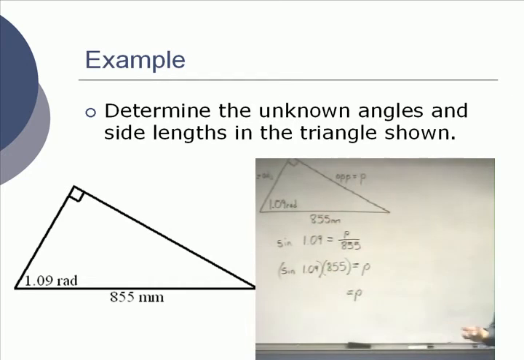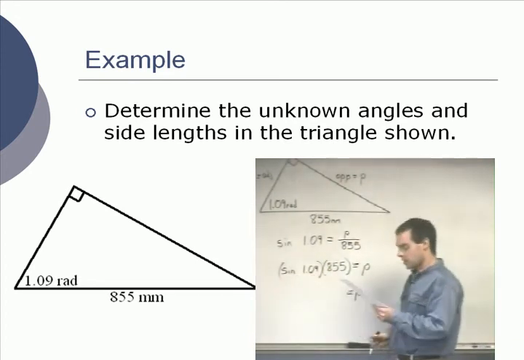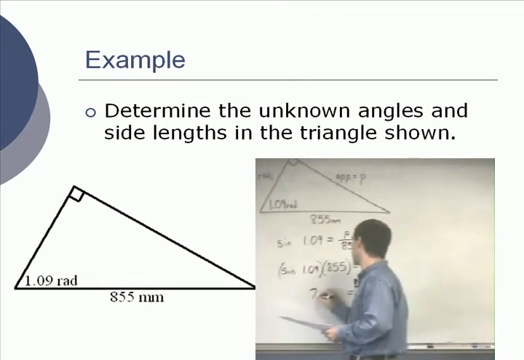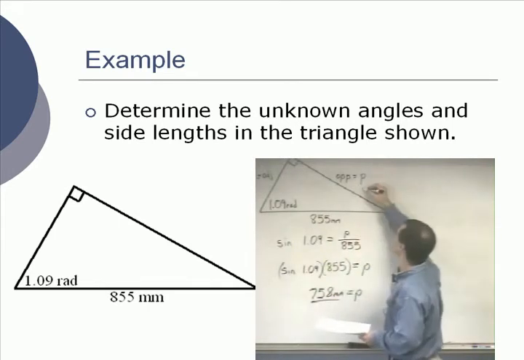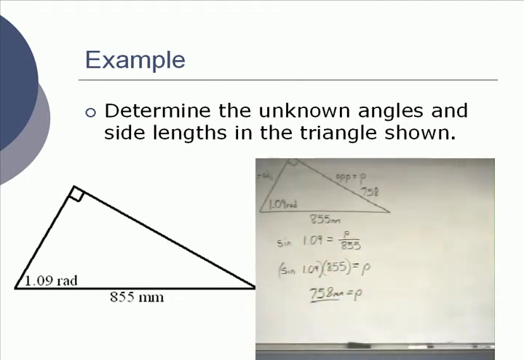Now, we don't do anything differently except for the fact you need to make sure that your calculator is in radian mode. So when you ask your calculator what is the sine of 1.09, it knows you're talking about 1.09 radians and not 1.09 degrees. Sine of 1.09, if you're in radian mode, times 855 should give you 758 millimeters. I'm not going to tell you, because I want you to pay attention to the angle and switch your calculator accordingly.